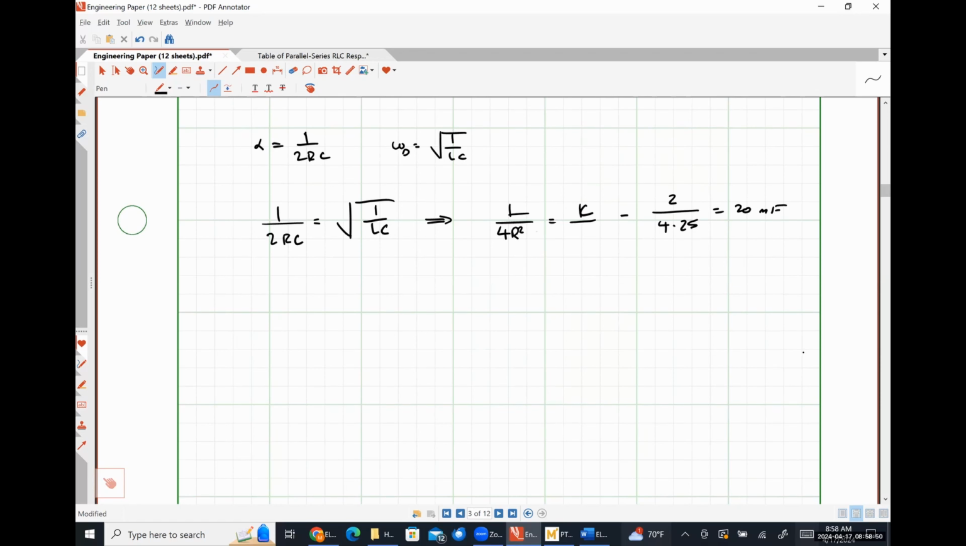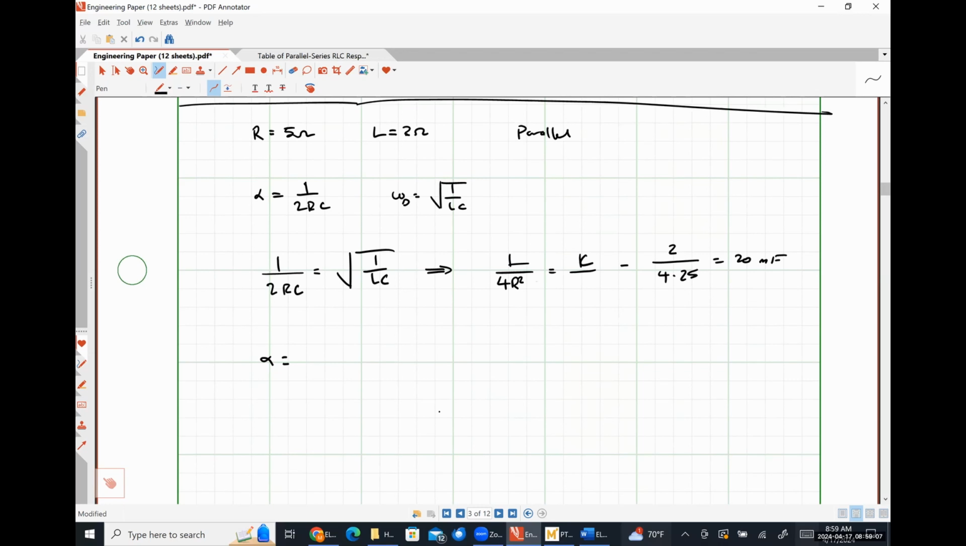Just to double check things here. Alpha using that value, let me grab a calculator, will be 1 over 2 times 5 times 0.02, which is 5. Omega naught would be 1 over the square root of 2 times 0.02, which is also 5. Yeah, so that works out.